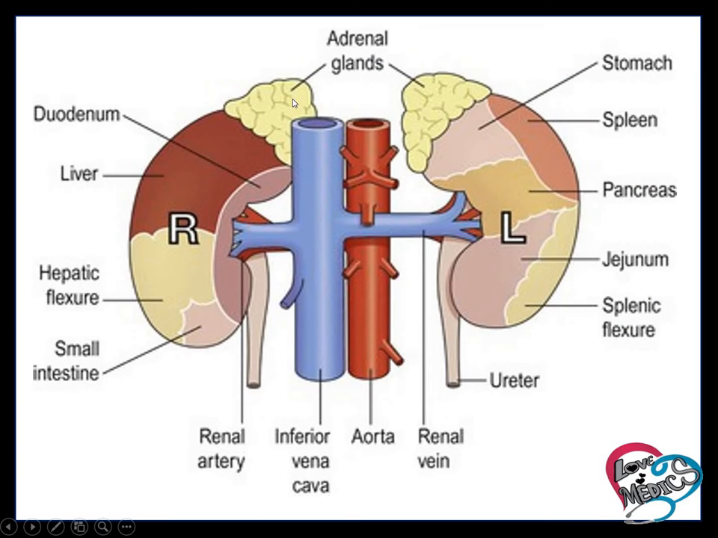Look at here. Right kidney, this is the adrenal gland above, and anteriorly the liver, duodenum, hepatic flexure and small intestine. These are located anterior to the right kidney. And this is the left kidney. This one is the adrenal gland located above the kidney. The spleen, stomach, pancreas, duodenum and splenic flexure are present anterior to the kidney.